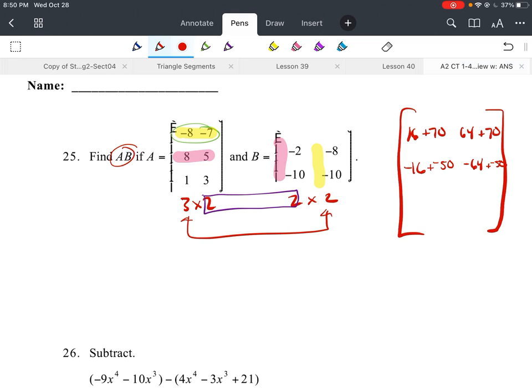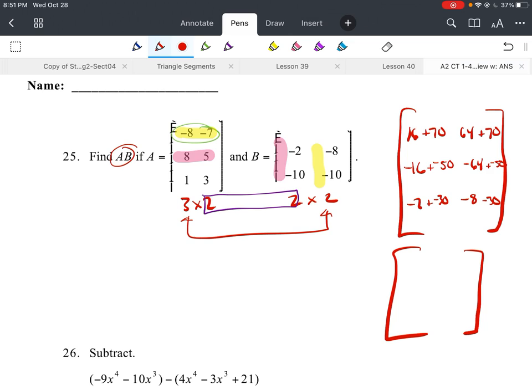Okay. And we'll go to the final one here. 1 times negative 2 is negative 2, and 3 times negative 10 is negative 30. Okay, and now the last column is going to be 1 times negative 8 is negative 8. 3 times negative 10 is negative 30. Okay. All right, so we're just going to simplify each of these and we'll be good.